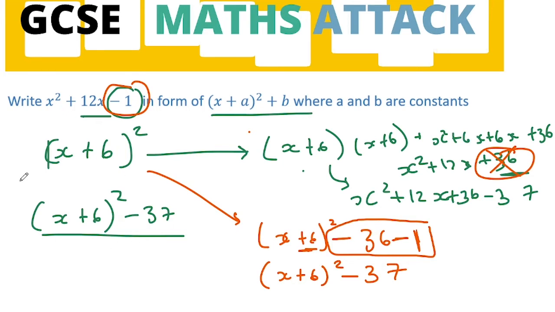If I was going to ask you to work out the turning point, what would the turning point be over here? Well, you get the opposite of this, which is -6, and you just take this number over here, which is -37. Okay, so well done if you did get that correct. If you didn't, please pause the video and go over what I've just taught you.